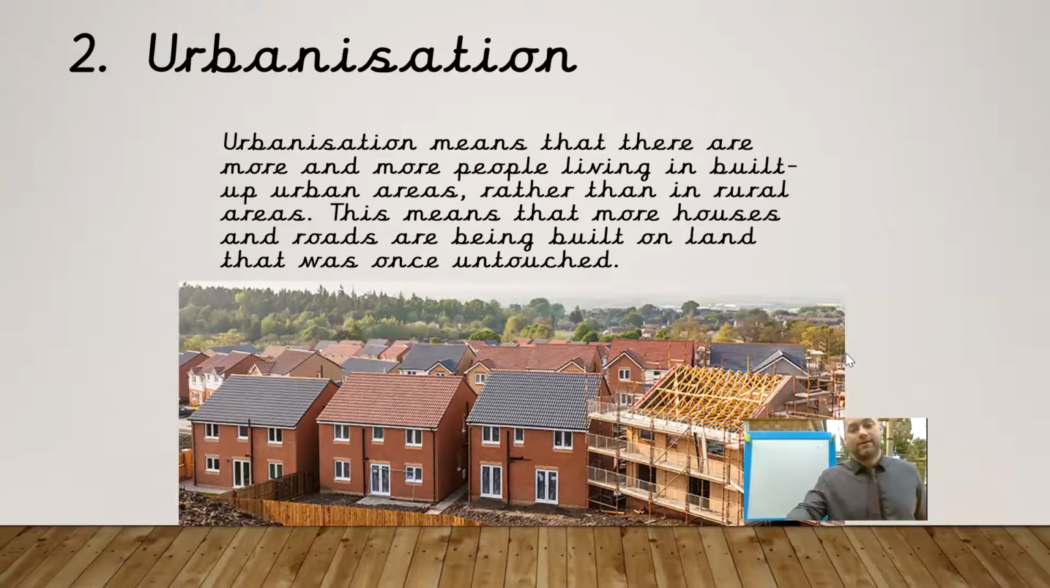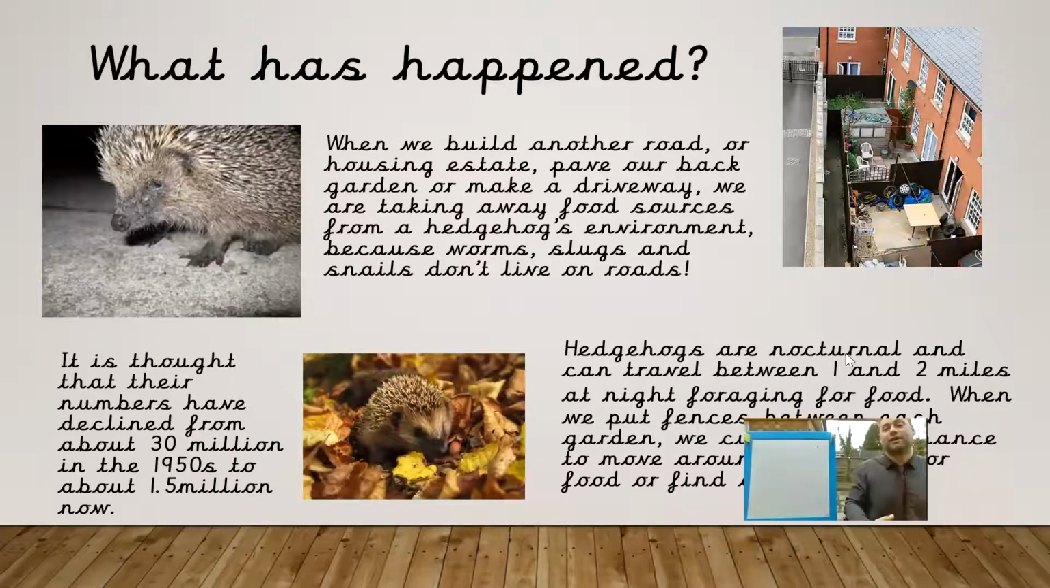So, that is endangering animals like the hedgehog. So when we build another road or another estate or another shop, we are taking away sources from the hedgehog's environment. Worms, slugs, and snails do not live in the roads or in houses and things like that, do they? It is thought that their numbers have declined from about 30 million in 1950 to about 1.5 million now. That is a massive decline in numbers in such a short space of time.